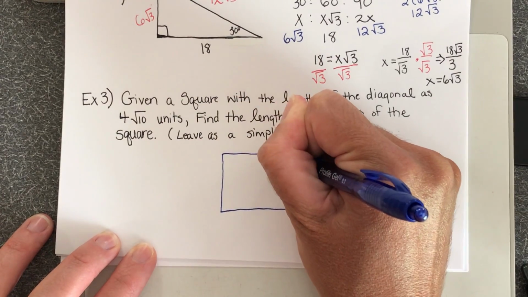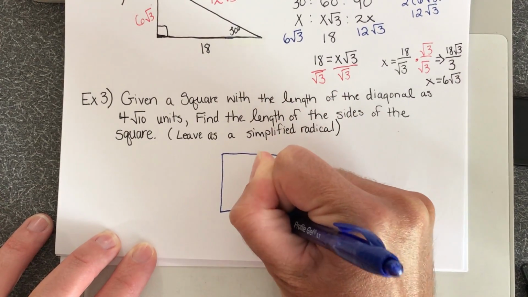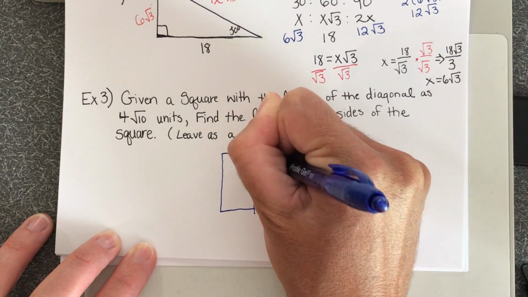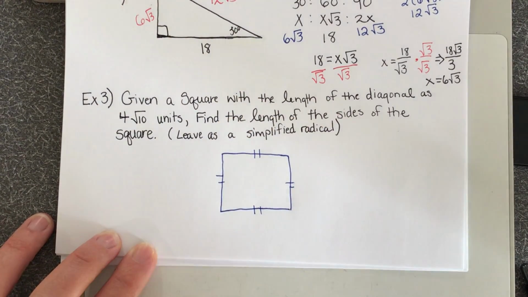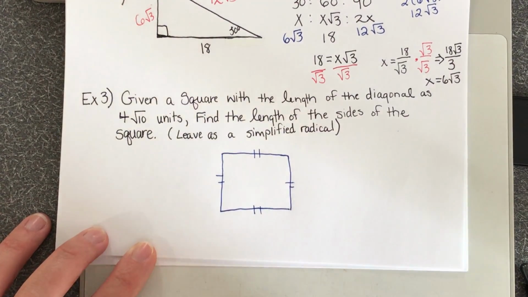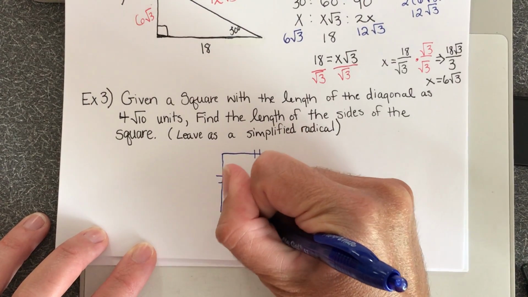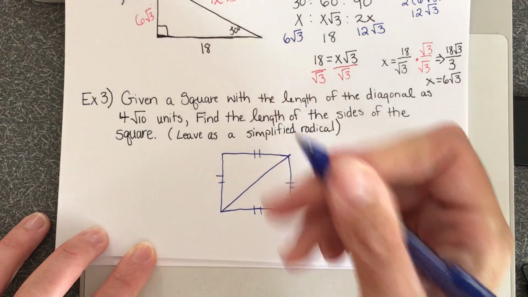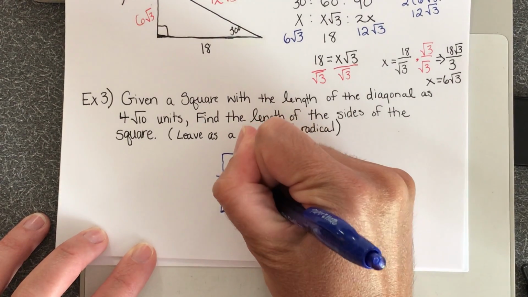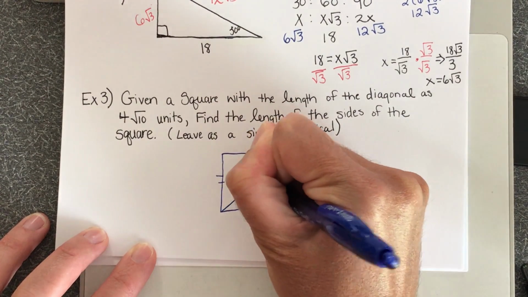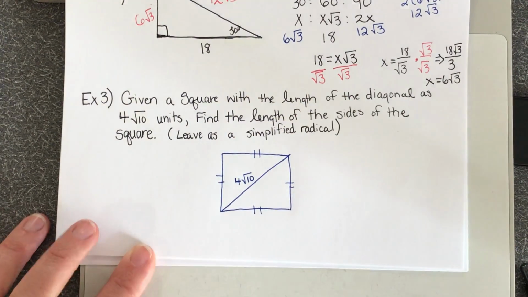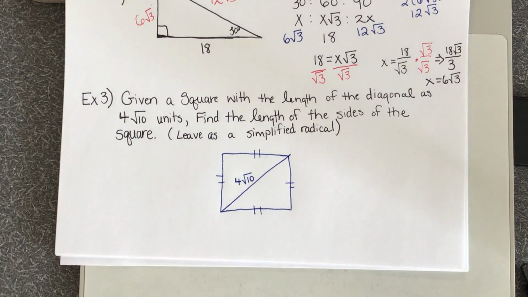So one thing that we know for sure about a square are all sides have the same length. And that is what we're trying to find here. We're trying to find the length of the sides. Now, in the square, we know that we have a diagonal that is 4 times the square root of 10. We're trying to figure out what is the side lengths.